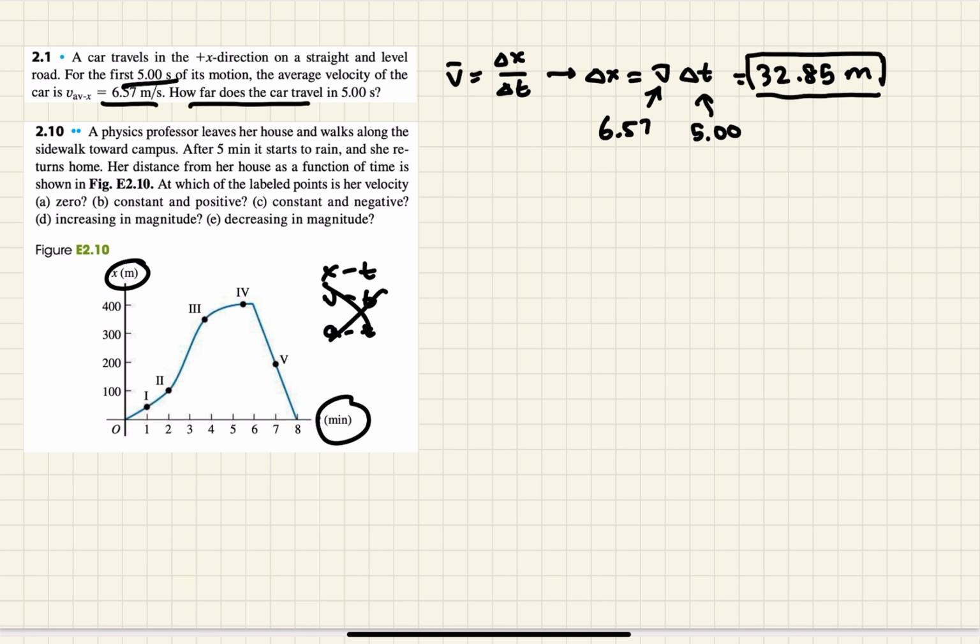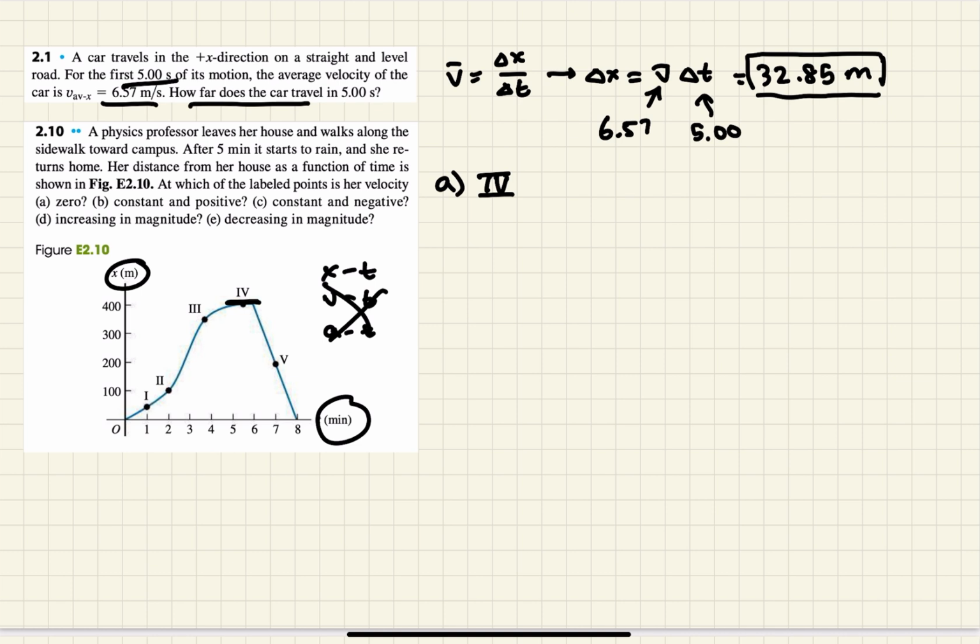Now, we know that the derivative of position is velocity, so the slope of the tangent line at any point is the instantaneous velocity of the professor. And so that's what we want. We want to find when her velocity meets each of these criteria. So when is it 0? That's when it's a horizontal tangent line, pretty much flat. And so that's going to be point 4 right here. That looks about flat. And so that is when the velocity is 0.